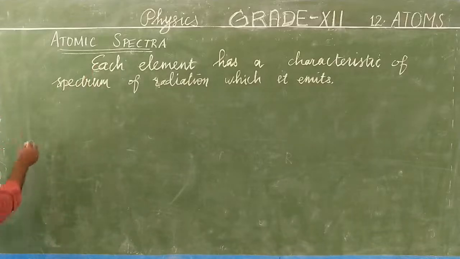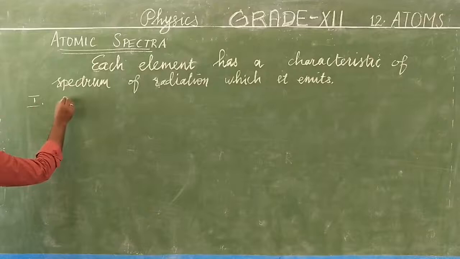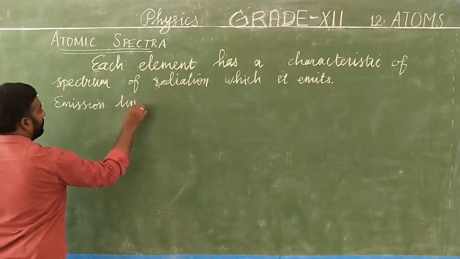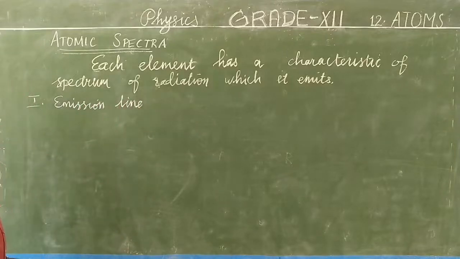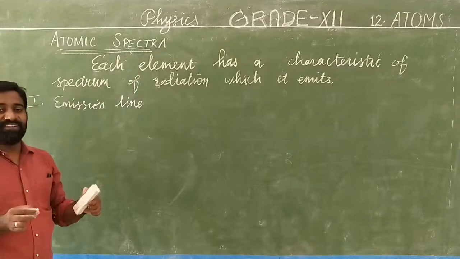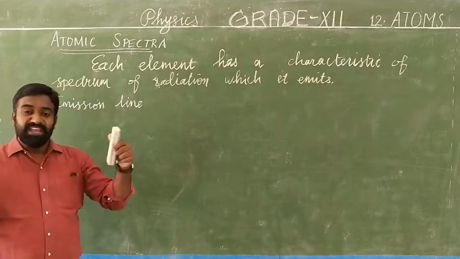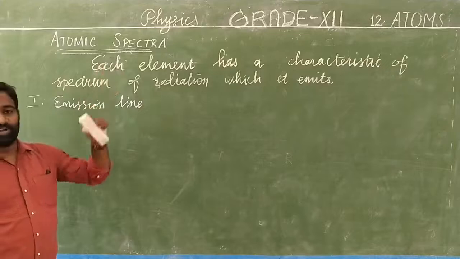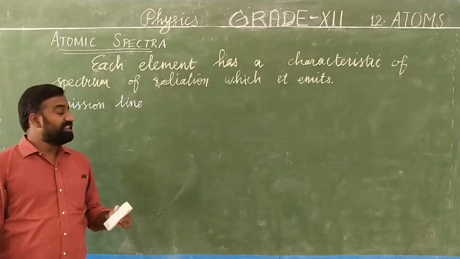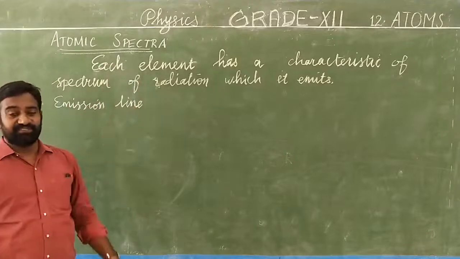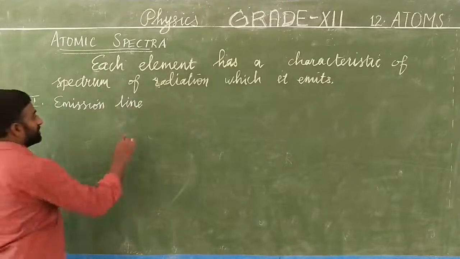The atomic spectra have two types. The first one is the emission line spectrum. What is the difference between spectrum and spectra? Here we have written spectra, here it is spectrum. A spectrum means only one band of colors. Spectra means many bands of colors. So it's singular and this is plural, like nucleus and nuclei. Similarly, this is a spectrum, only one set of colors. This is many sets of combinations of colors. That is spectra. So, emission line spectra.